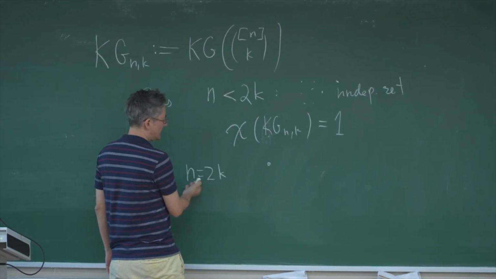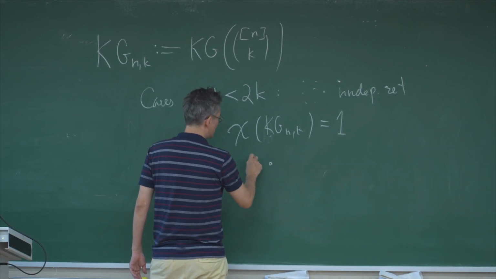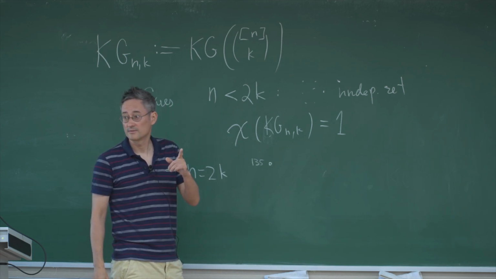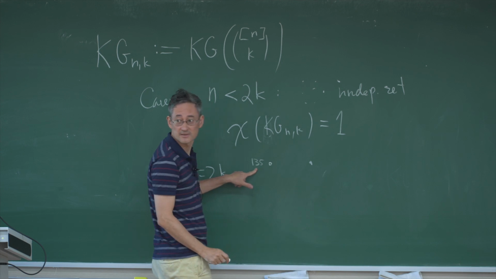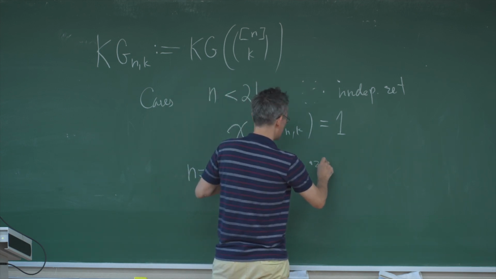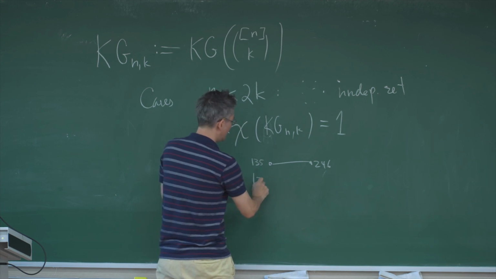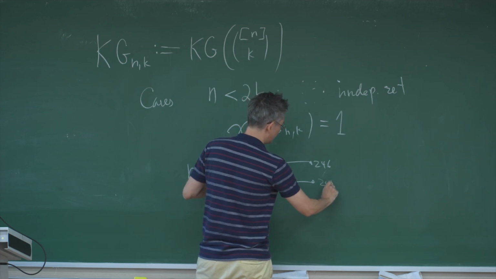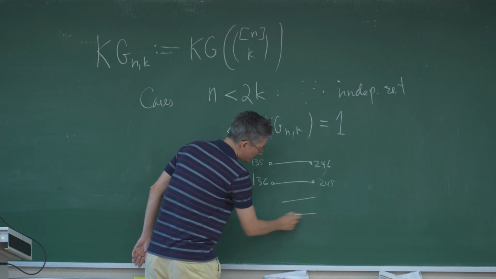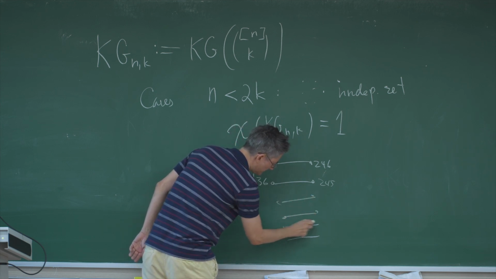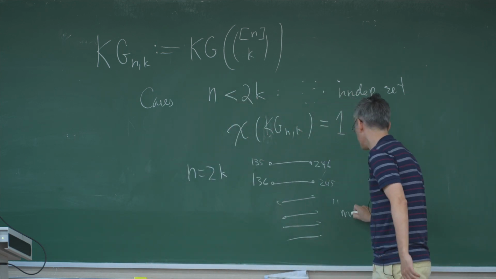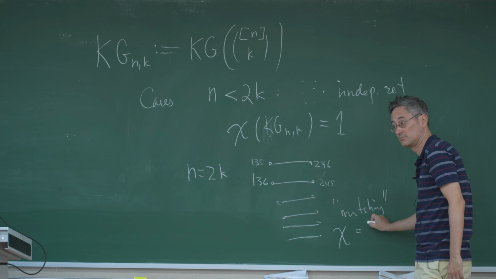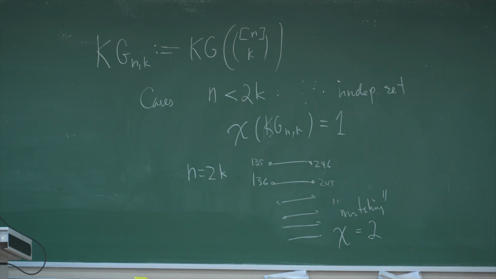say n was 6 and k was 3. So for example, take the vertex with label 1, 3, 5. It has a unique neighbor, and it's precisely the complement of this, right? 2, 4, 6. 1, 3, 6 has a unique neighbor, 2, 4, 5, etc. So this is just a matching. We call this a matching. The chromatic number is 2. As soon as there's an edge, you need at least 2 colors, right?